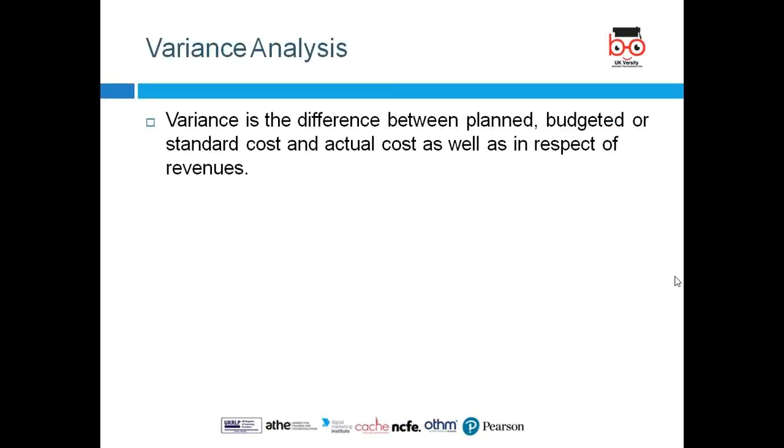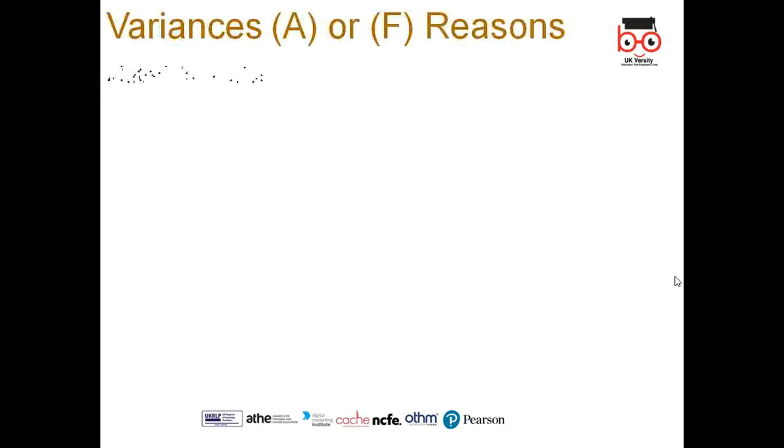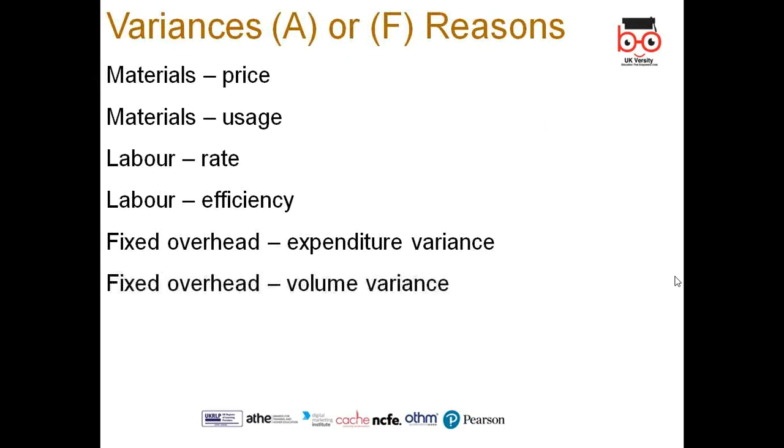The variances which we discussed earlier are the difference between the planned, budgeted, and the standard. In respect of revenue, we look at how much money we spend and how much sales we made. So we need to compare the budget with what we actually have. Variances can be of different types. Material price variance: we set how much the material cost will be, but actually it can be more or less. Then the usage can be more or less. Labor rate can be more or less than what we budgeted, depending on supply.